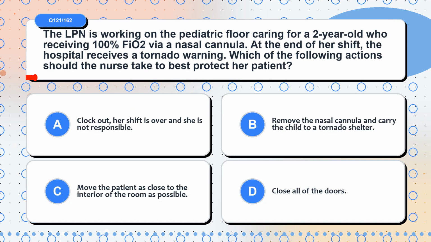Question 121. The LPN is working on the pediatric floor caring for a 2-year-old who is receiving 100% FiO2 via a nasal cannula. At the end of her shift, the hospital receives a tornado warning. Which of the following actions should the nurse take to best protect her patient? Here are the options. Option A: clock out, her shift is over and she is not responsible. Option B: remove the nasal cannula and carry the child to a tornado shelter. Option C: move the patient as close to the interior of the room as possible. Option D: close all of the doors.